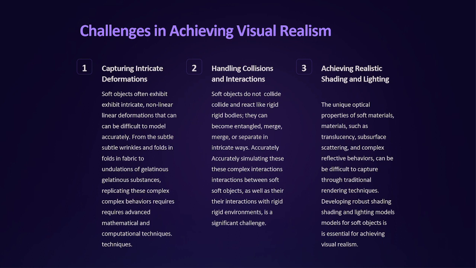The third challenge is achieving realistic shading and lighting. The unique optical properties of soft materials, such as transparency, subsurface scattering, and complex reflective behaviors, can be difficult to capture through traditional rendering techniques. Developing robust shading and lighting models for soft objects is essential for achieving visual realism.